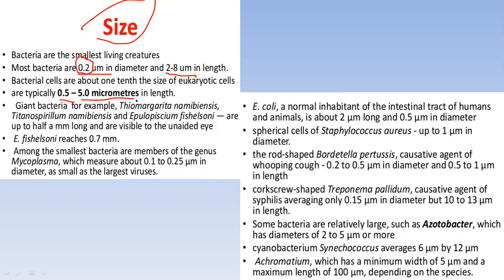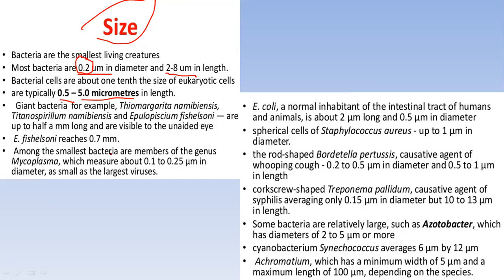So giant bacteria are also there. Thiomargarita namibiensis, Titanospirillum namibiensis, like these species, and Epulopiscium fishelsoni. They are almost half a millimeter long and are visible to the unaided eye. They are giant enough.